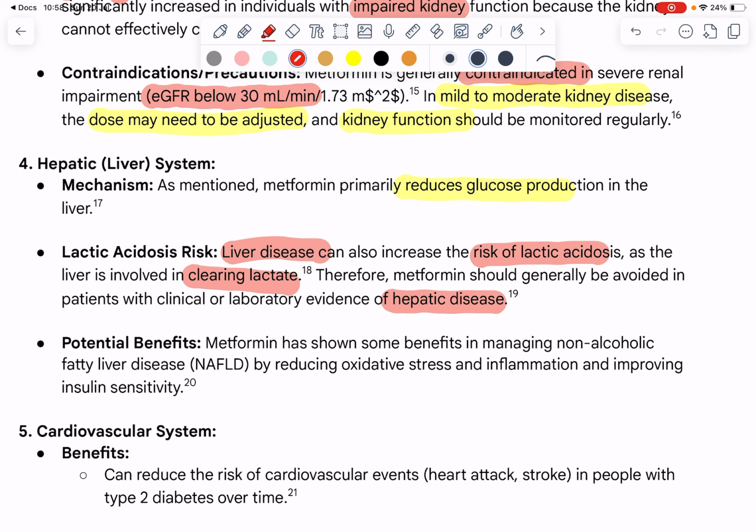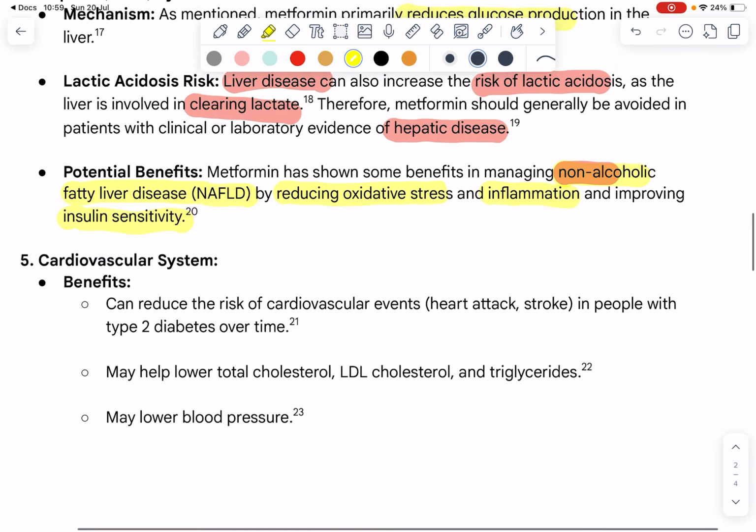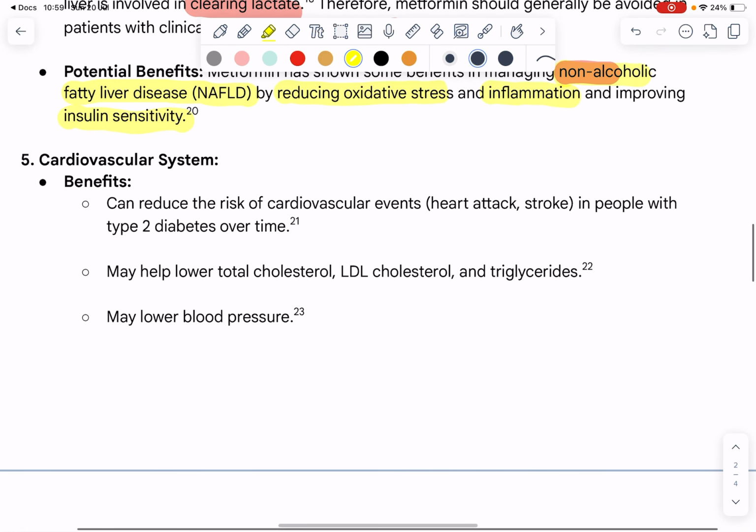Especially they say that it is very useful in managing non-alcoholic fatty liver disease, where it reduces the oxidative stress as well as the inflammatory process, and it increases the insulin sensitivity. So next, moving on to the cardiovascular system.